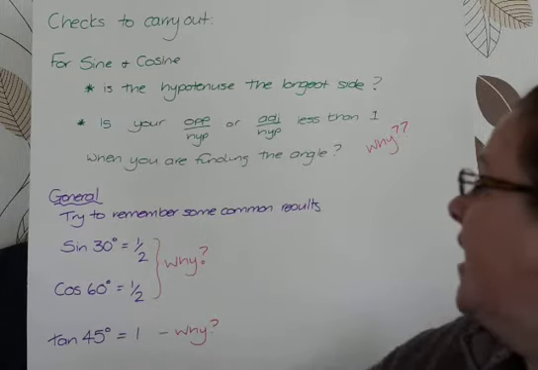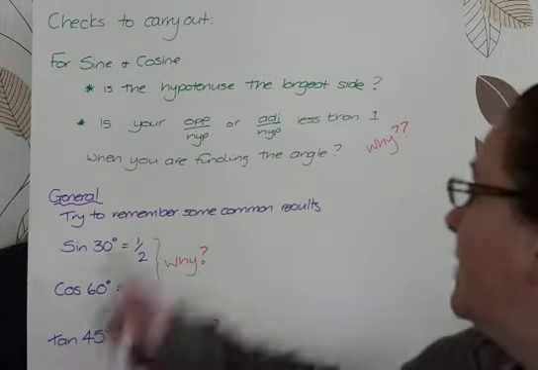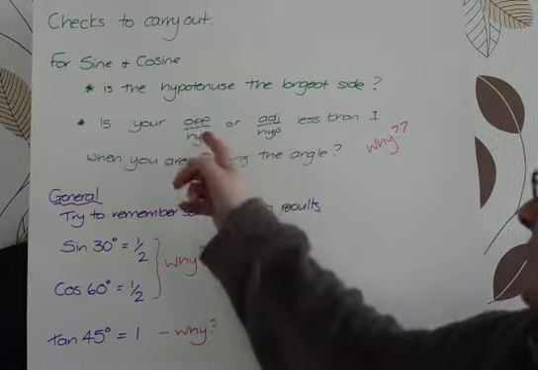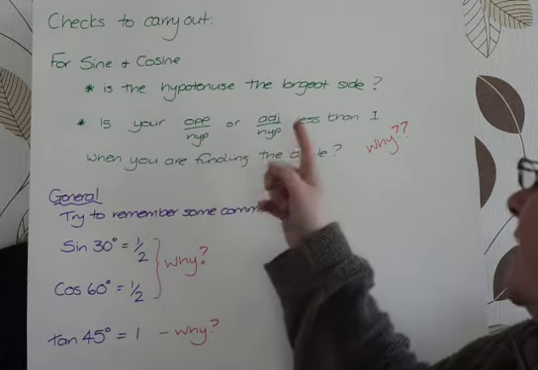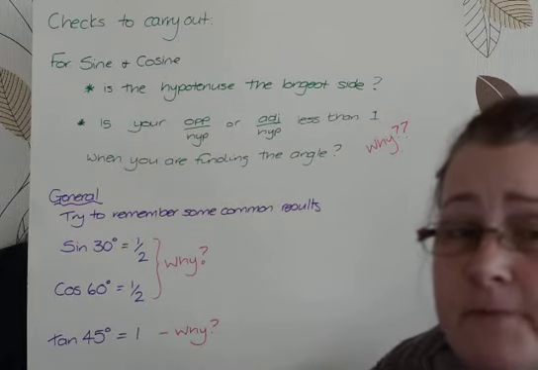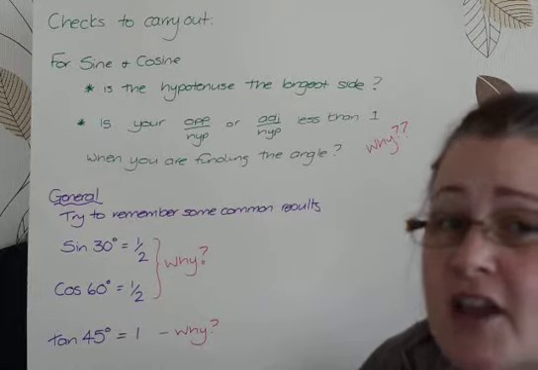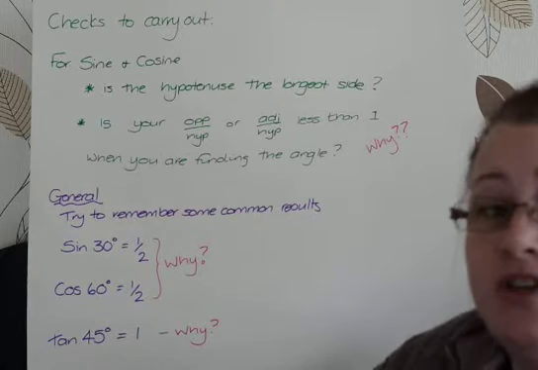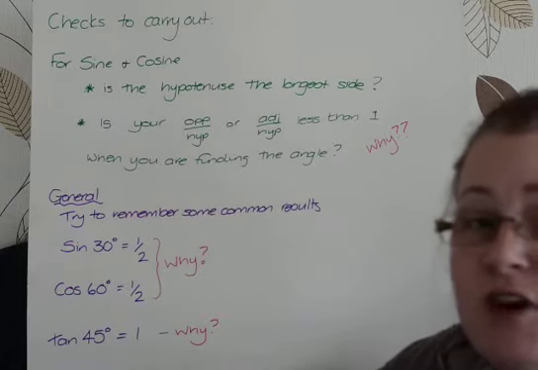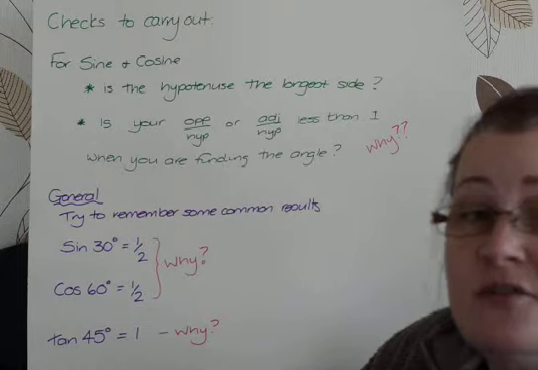The other thing to check, when you're finding an angle, is make sure that the opposite over the hypotenuse, or the opposite divided by the hypotenuse, and the adjacent divided by the hypotenuse is less than 1. If it's not less than 1, your calculator's not going to give you an answer, okay? And it's not the calculator's fault, you have made a mistake. So remember, when you're finding the angle, if these two values for sine and cosine are greater than 1, you've made a mistake.